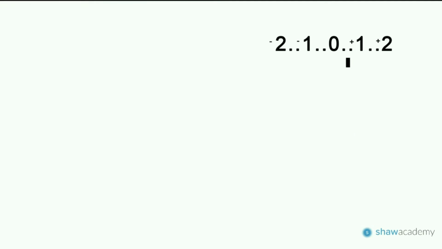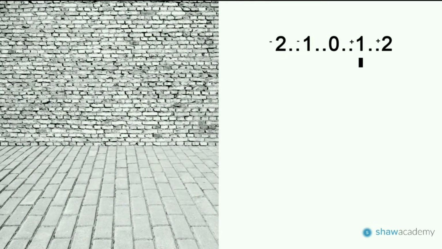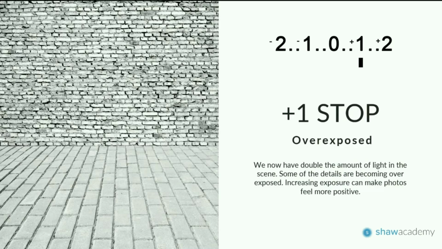Let's see what happens if we add 1 stop of light to the scene. So remember now, we're 1 stop overexposed. We now have double the amount of light coming into the scene, and the details are becoming a little bit overexposed.